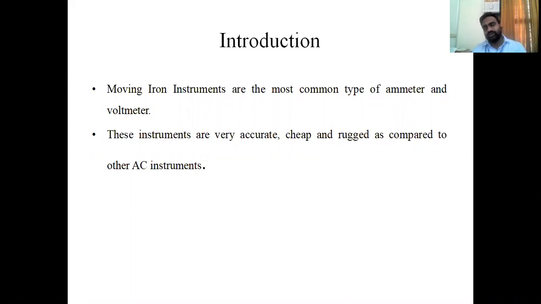The most common instruments of moving iron type come under the classification of ammeter and voltmeter. The main purpose of using this type of instrument is that the MI instrument is quite cheap, it is accurate, and it is rugged in construction. That is about the introduction, which is also familiar to us from the previous class.